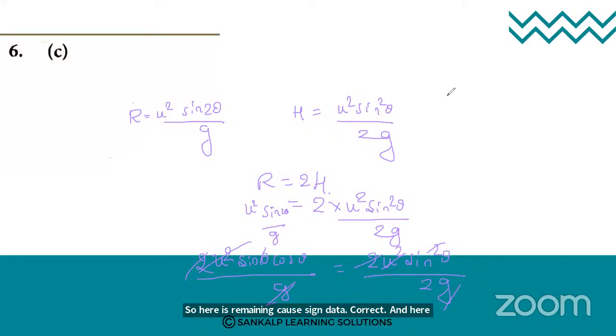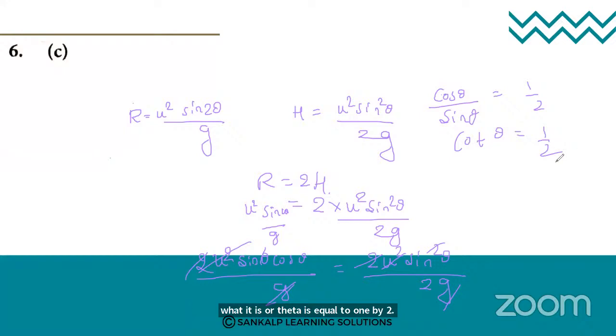Just I'll transfer this sin theta to this side. Already here cos theta is there. So sin theta we take to this side, which is equal to 1/2. Then cos by sin is what it is: cot theta. Cot theta is equal to 1/2. Okay. So cot theta is equal to, we got 1/2.